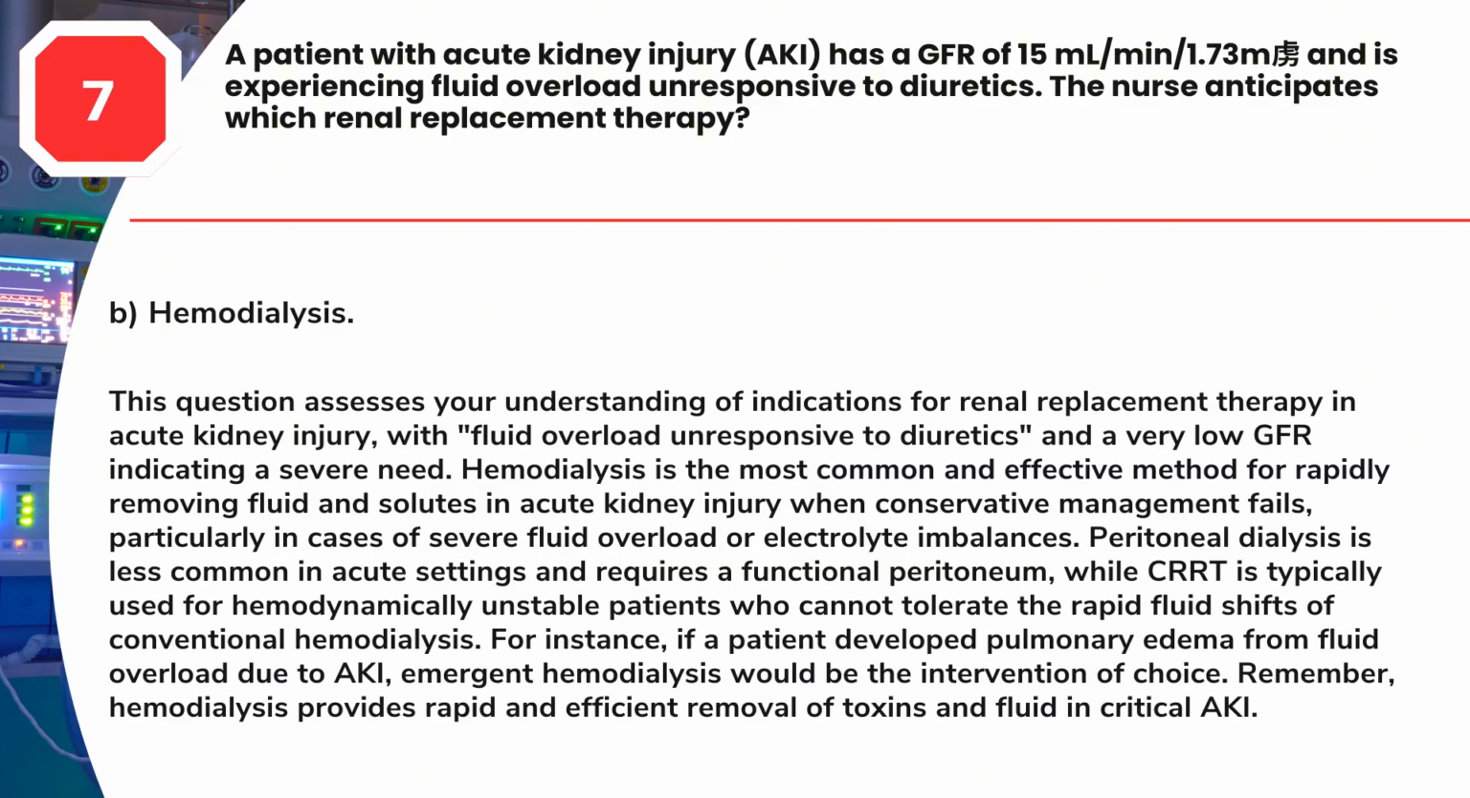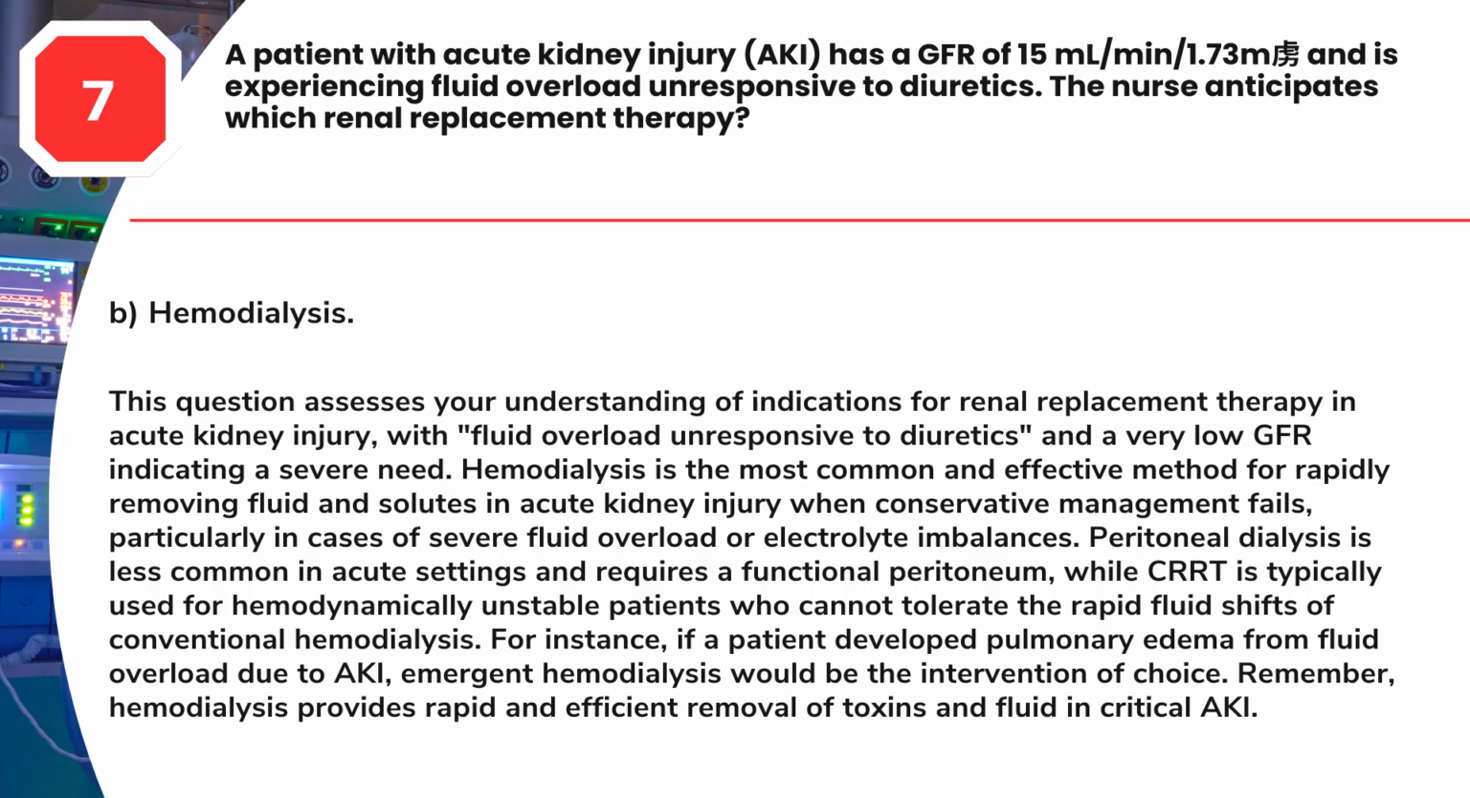Answer, B. Hemodialysis. This question assesses your understanding of indications for renal replacement therapy in acute kidney injury, with fluid overload unresponsive to diuretics and a very low GFR indicating a severe need. Hemodialysis is the most common and effective method for rapidly removing fluid and solutes in acute kidney injury when conservative management fails, particularly in cases of severe fluid overload or electrolyte imbalances.